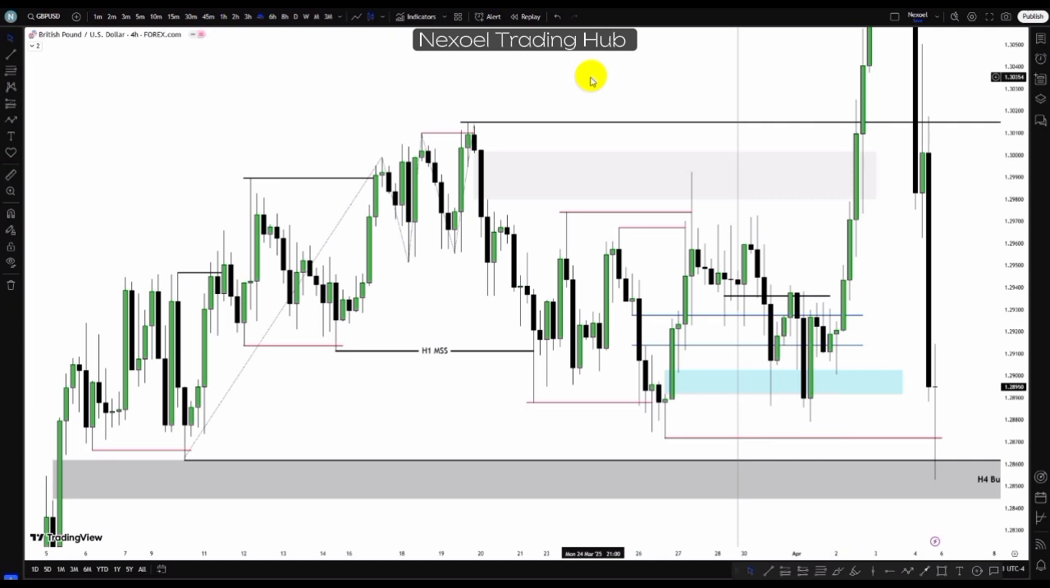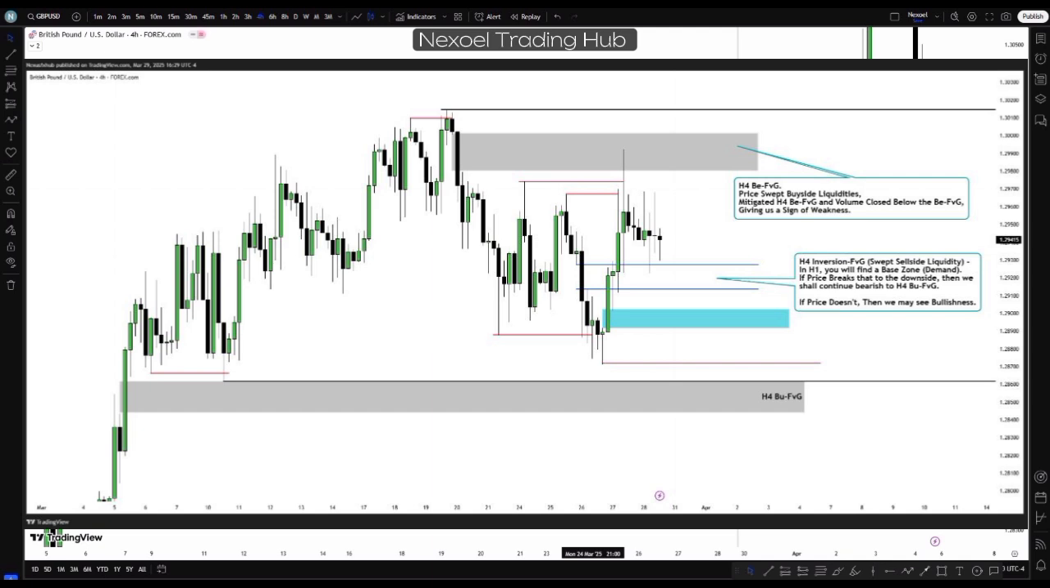So this is GBPUSD and this is the 4-hour time frame. You guys know I made a graphic representation of these charts using the real-time charts to give an explanation to an expectation I was having.